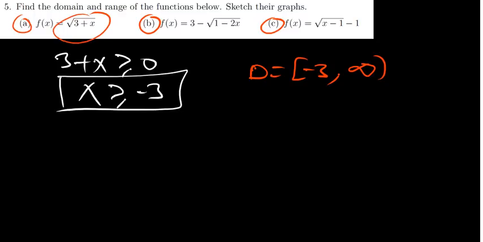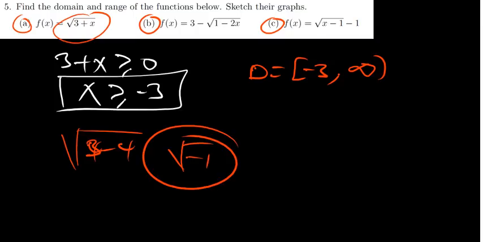We can even try. Which number do you think we can put there? Any number less than negative 3. Let's say negative 4. If I put negative 4 there, which is less than negative 3, it's going to give me the square root of negative 1. The square root of negative 1 is undefined. So in this case, our domain is from negative 3 all the way to positive infinity.